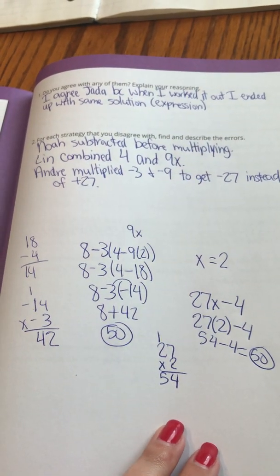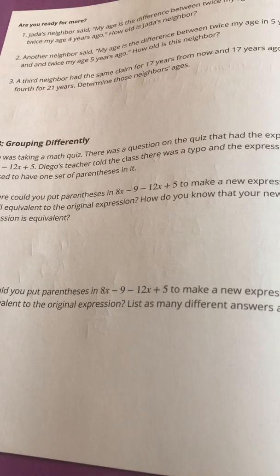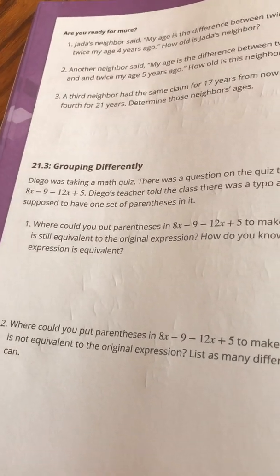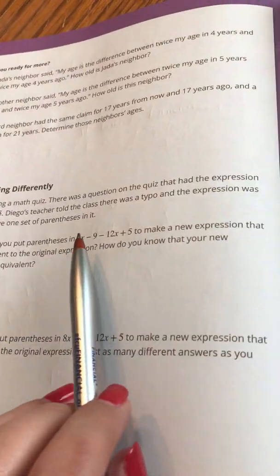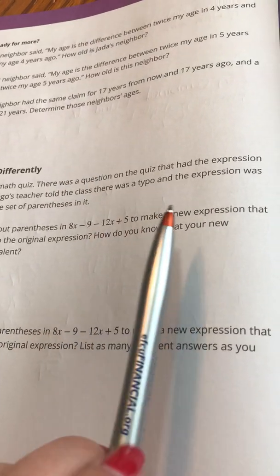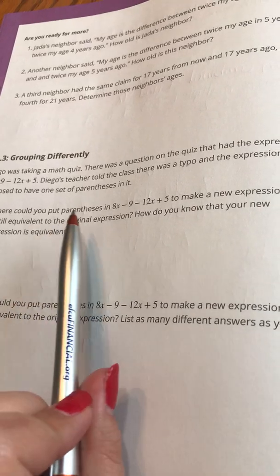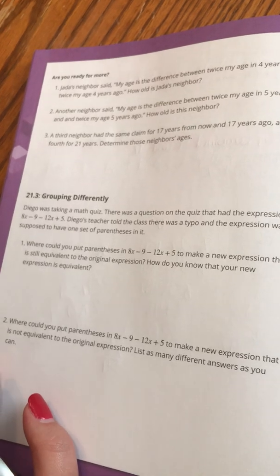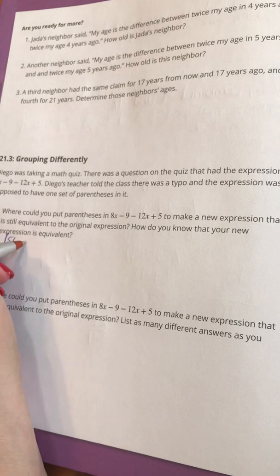So now I need to move on to 21.3. So grouping it differently. Basically the teacher says that there needs to be parentheses in there. So where could you put parentheses in the expression to make a new expression, but it has to be equivalent to the original? So there's about 2 different expressions that you could do. You could just put parentheses around the whole expression.